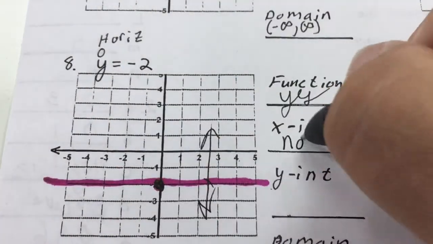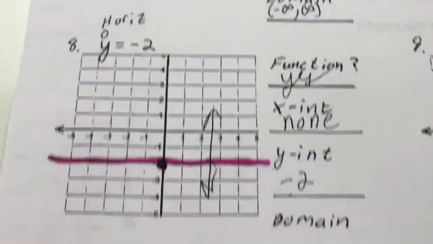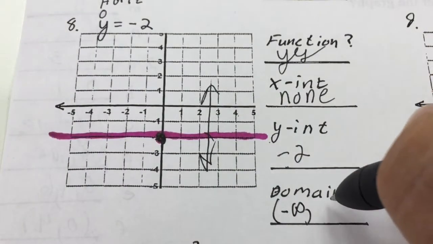The x-intercept, it has none. It does not hit the x-axis. The y-intercept is -2. And the domain is all real numbers from -infinity to +infinity.